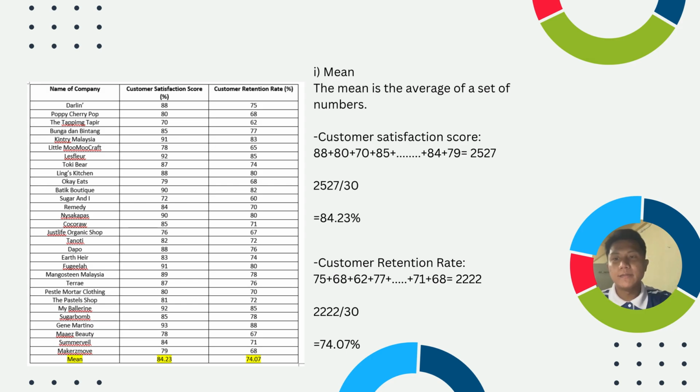So the first one is the mean customer satisfaction score is 84.23%, which means that on average companies are scoring quite high in customer satisfaction. The second one is the mean of customer retention rate is 74.07%, indicating that about 3/4 of customers are retained on average across these companies. This average gives a clear overview of overall performance in both customer satisfaction and retention among the companies in this sample.